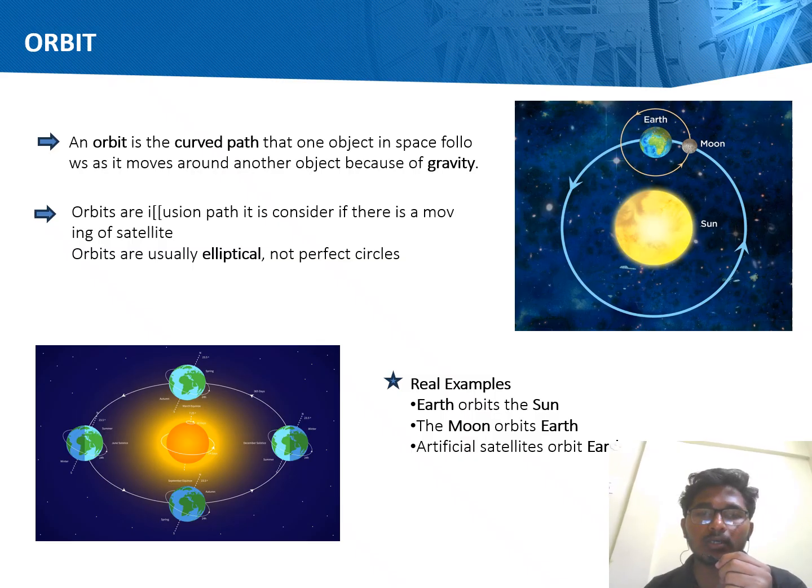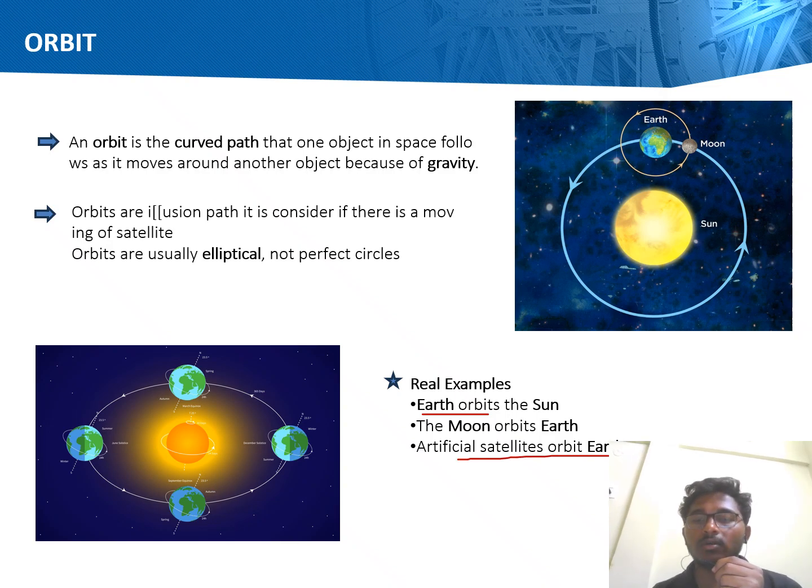Orbits are an elliptical path. It is considered if there is a moving orbit of a satellite. Basically, orbits are usually elliptical and not perfect circles, which is proposed by Kepler's first law. And we see the real examples. First one, Earth orbits the Sun, the Moon orbits Earth, and the artificial satellites orbit Earth.